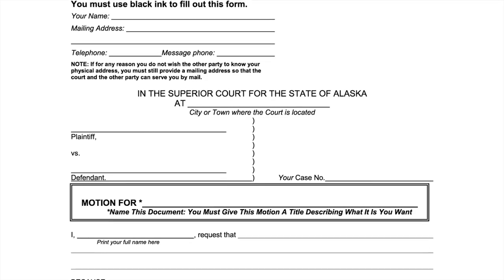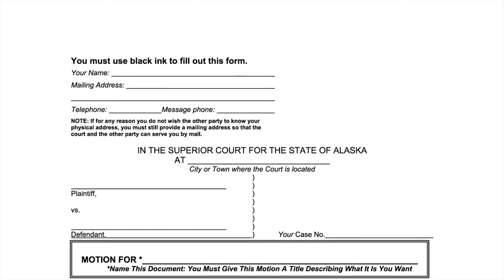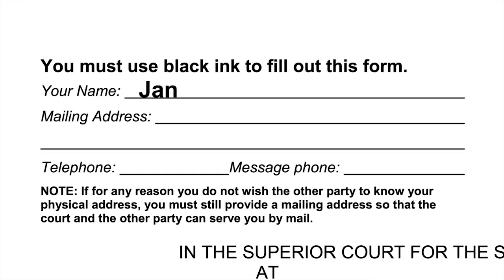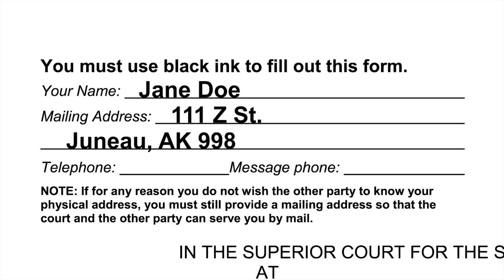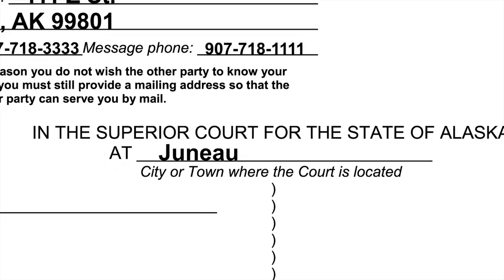The motion form will look more or less like this. It's like a cover sheet. You will enter your name, a mailing address, and a phone number. Make sure the phone number is where you can be reached during the court's business hours of 8 a.m. to 4:30 p.m. Here, you enter the city or town of the Superior Court that's handling your case.